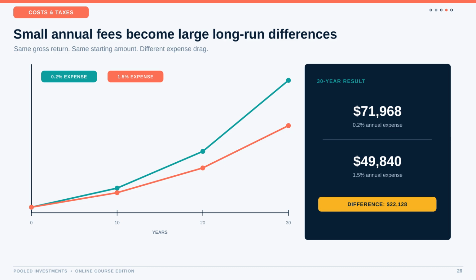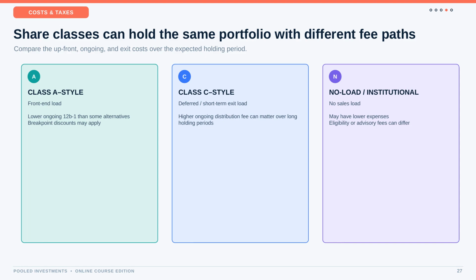Fees are quiet roommates. They rarely make a scene each year, but after 3 decades, you notice how much of the apartment they occupy. Mutual fund share classes can hold the same portfolio while charging investors differently.